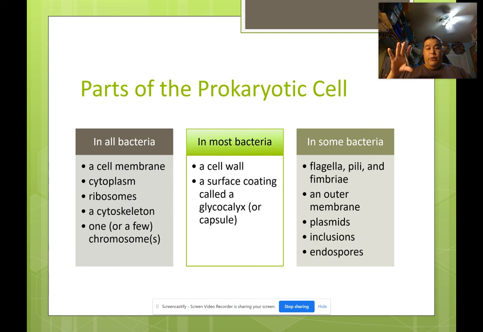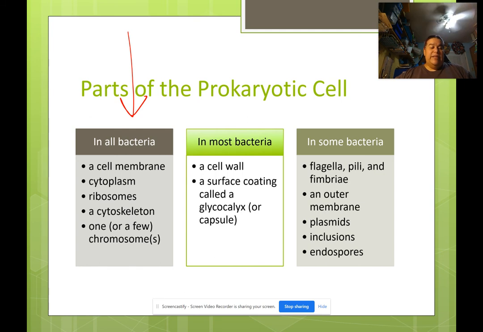So, the parts of a prokaryotic cell. Now, remember, this is going to be for us primarily with bacteria. And there are parts that you will find in every bacteria on the planet. There are parts that you will find in most bacteria on the planet. And then there are some things that are only found in kind of select bacteria. So, in all bacteria, we have a cell membrane, we have cytoplasm, which is the gooey mixture inside the cell. We have ribosomes. Ribosomes are very necessary because they're the things that actually help us to make proteins.